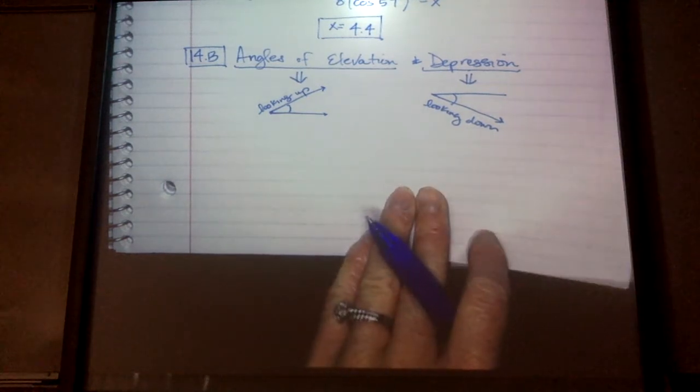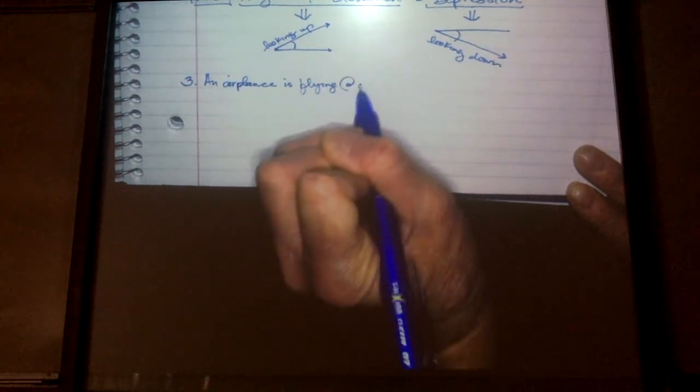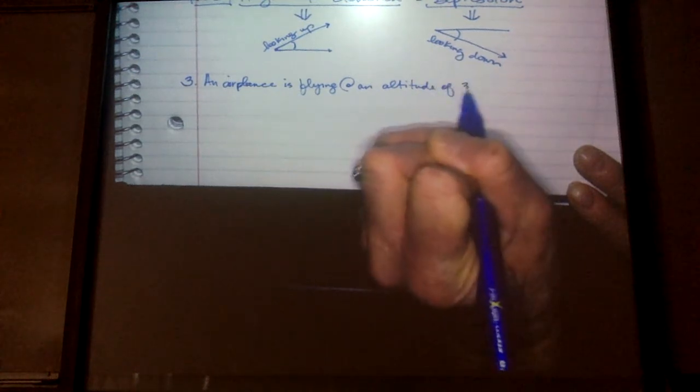So this is a longer section, and I do apologize for that, but this is how the book wrote it. So an airplane, I left out an I. An airplane is flying at an altitude of 3,000 feet above the ground.